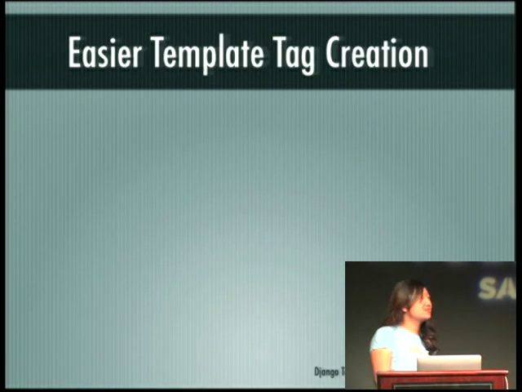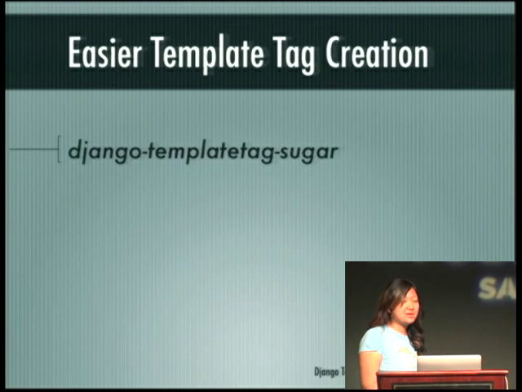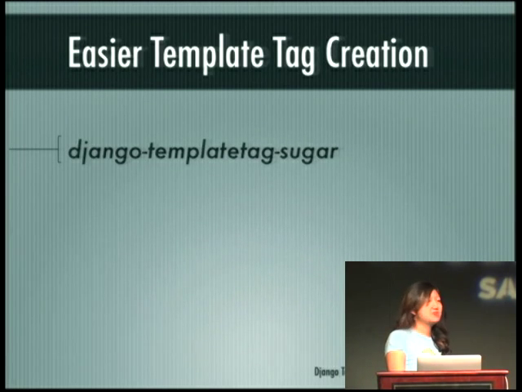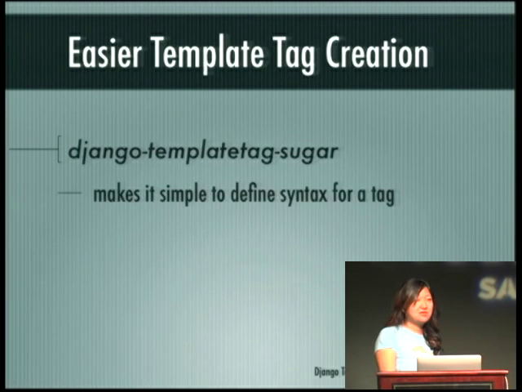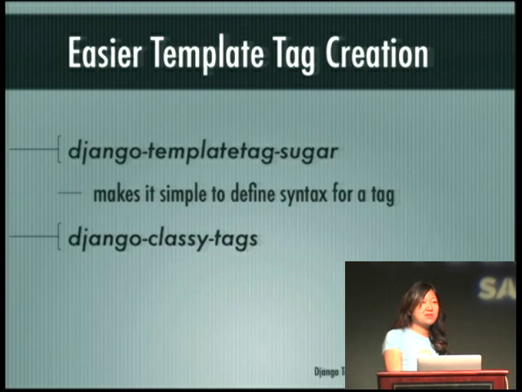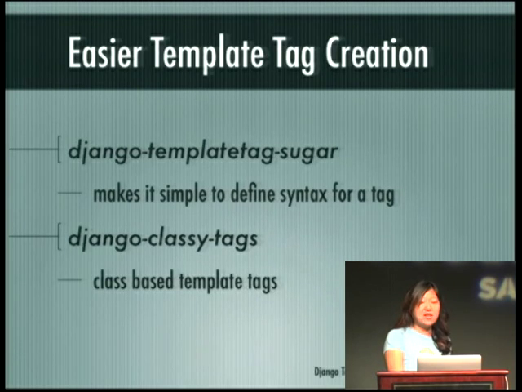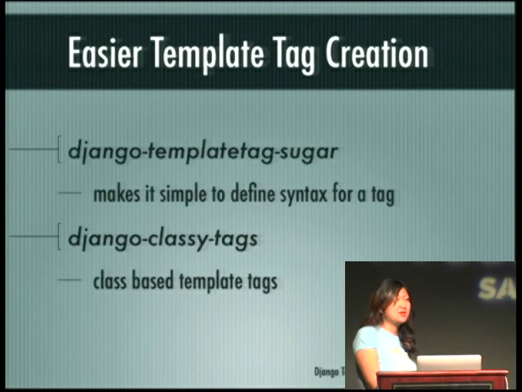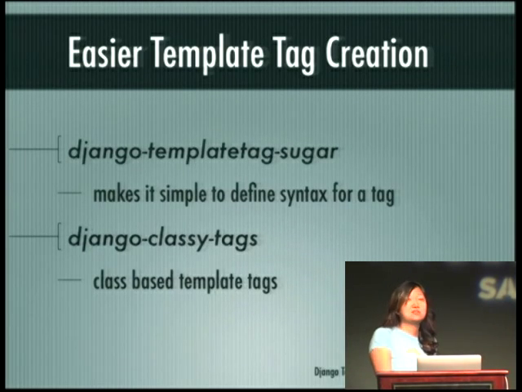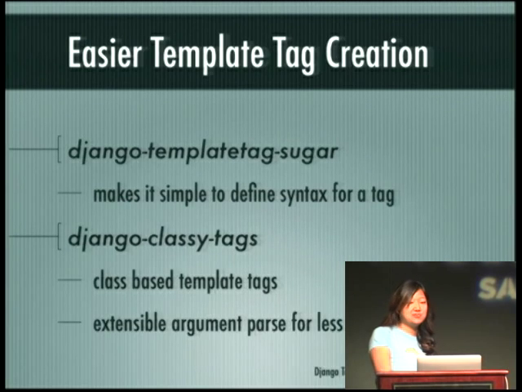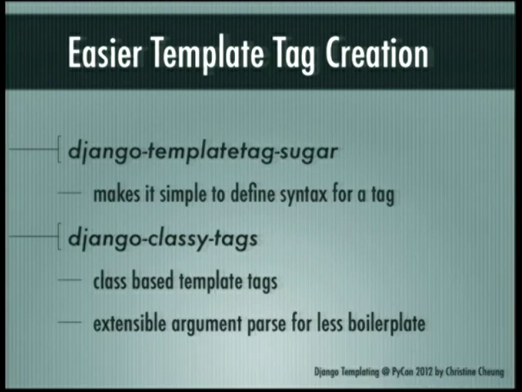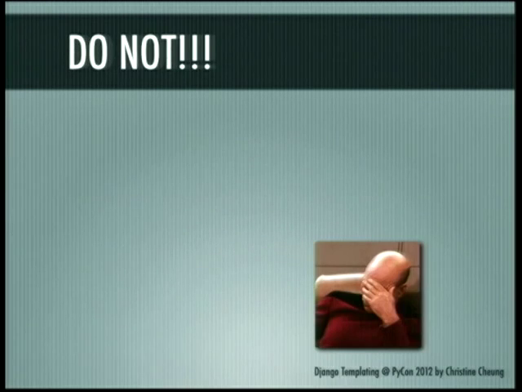To make template tags easier, there are some libraries. Django Template Tag Sugar, which is written by Alex Gaynor, a core contributor to Django, removes a lot of this boilerplate and makes it a lot easier to make tags. There's also a more recently updated library called Django Classy Tags, which provides class-based template tags. Some of you might be using class-based views, which is an awesome thing to do, and now you can write class-based template tags, which also makes it a lot easier to write tags and more understandable. And there's less boilerplate, so you don't have all these node functions to go through.